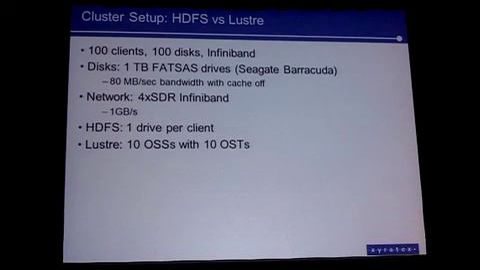So let's look at a specific, theoretical cluster. 100 clients, 100 disks, 80 megabyte per second disks, your standard, common disk today, and a fast network. So this is outstanding 4x XDR InfiniBand with a gigabyte a second. With HDFS, you stick one drive on every client, so 100 clients, 100 disks. On Lustre, you'd stick them in, for instance, 10 OSSs with 10 OSTs, and this is just an arbitrary manufactured example here.